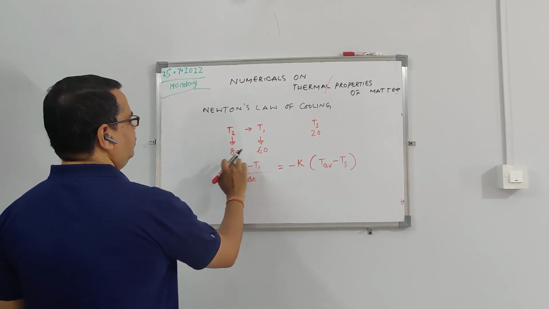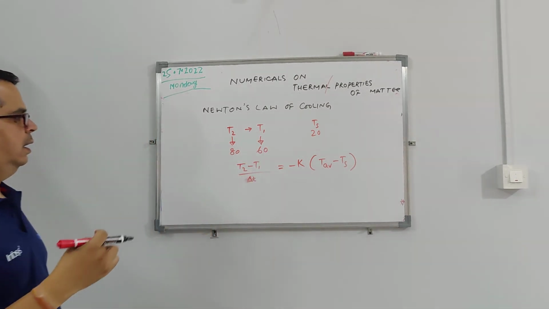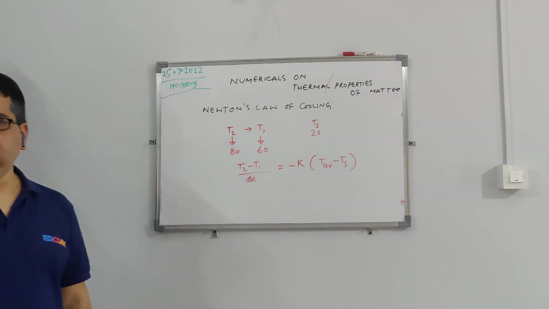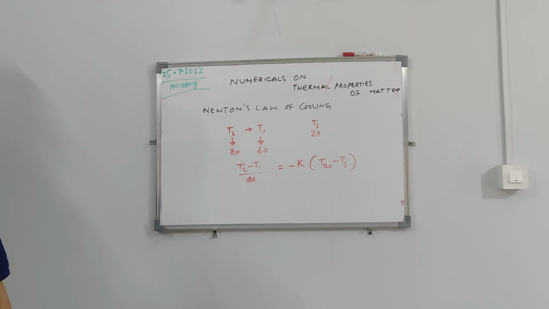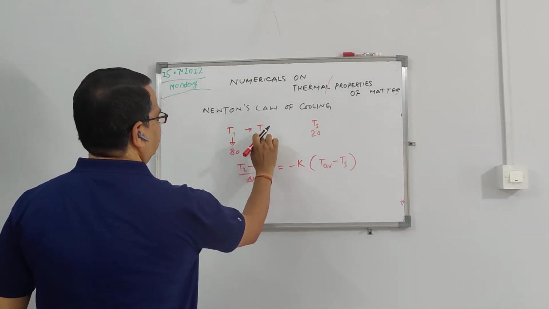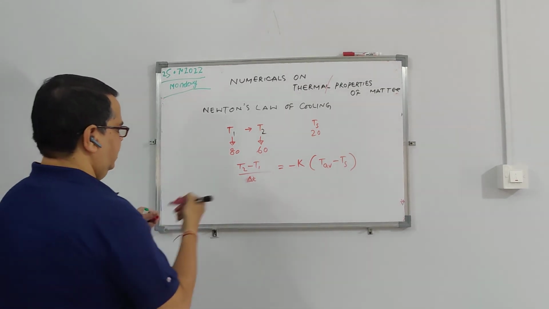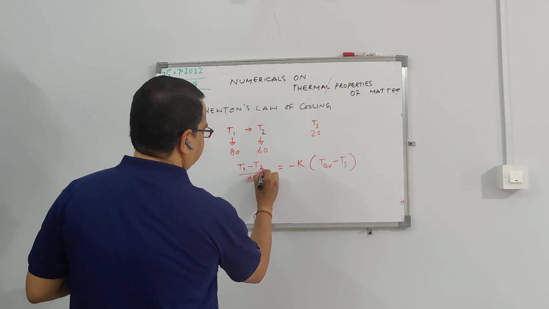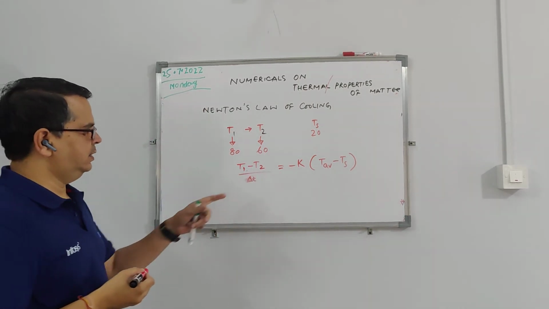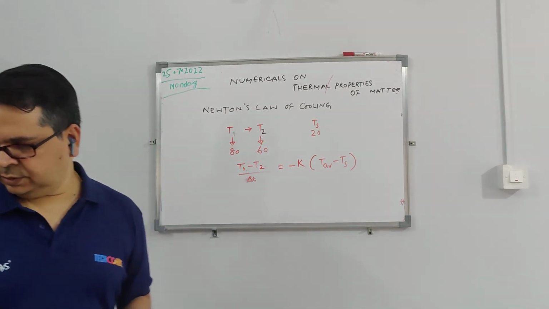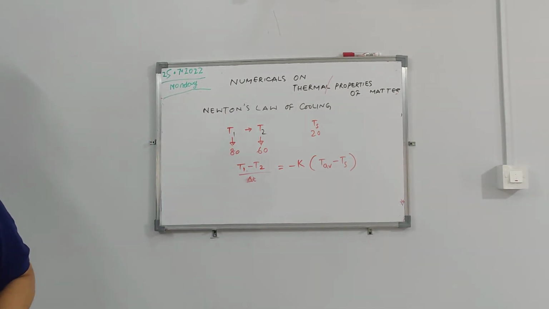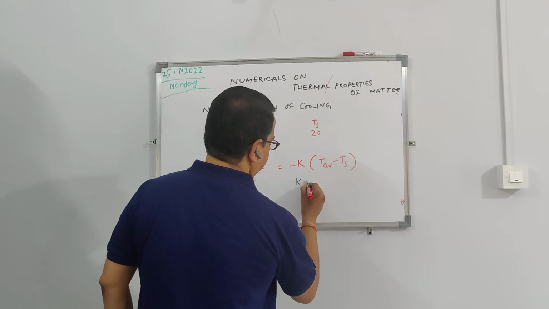Let us say T2 is the initial temperature and T1 is the final temperature. So 80 to 60 it is becoming, or you can say that T1 is 80. So T1 minus T2 by time is equal to K times this. This K is a positive constant depending on the area and nature of the surface. So K is a constant.